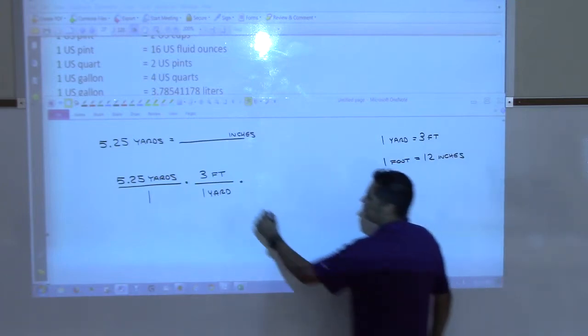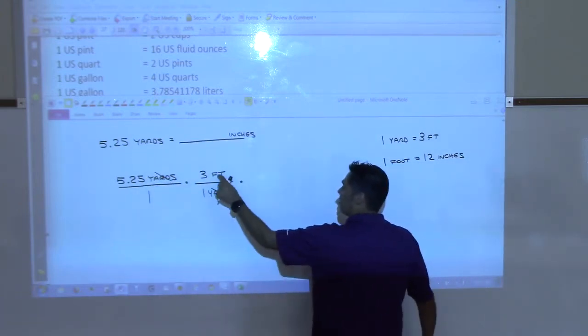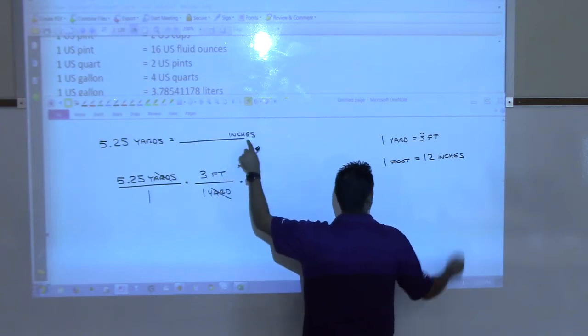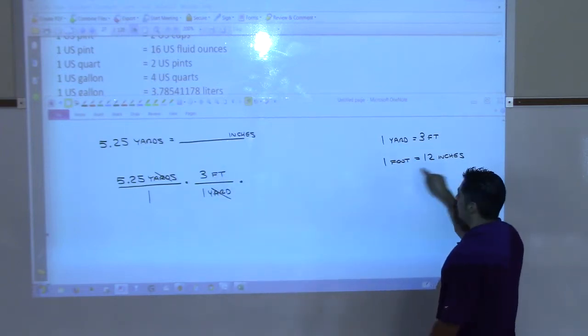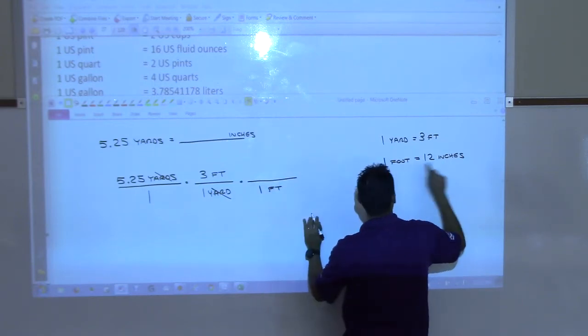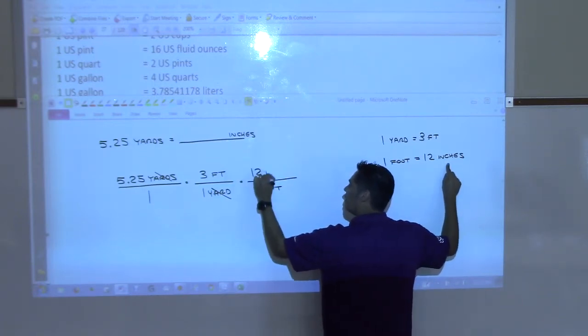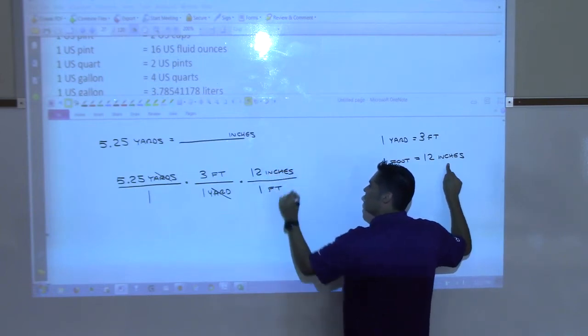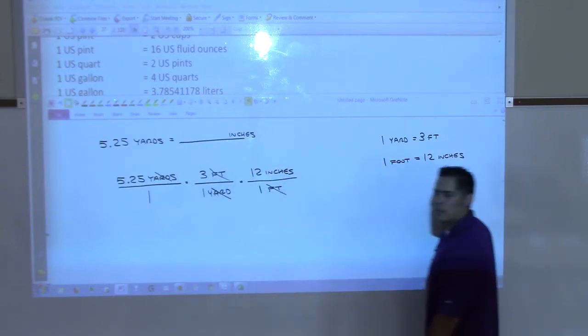You would put feet on the bottom? Feet on the bottom. You want this to go away, right? And you want it to become inches. So you're going to use the second one. You're going to put the 1 foot on the bottom. Let's go 1 foot like that. And then the 12 inches on top? Yes. And then the feet are going to go away.